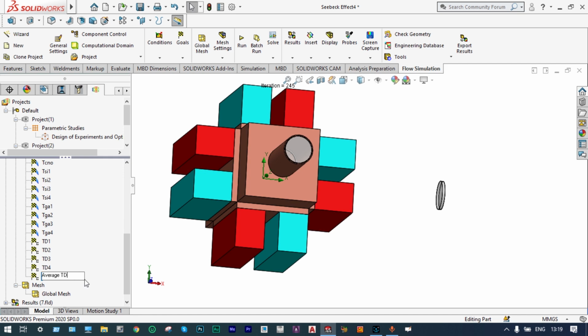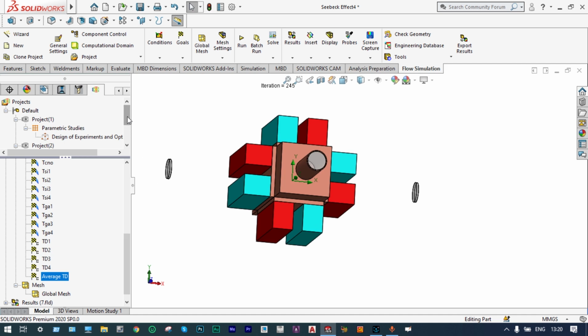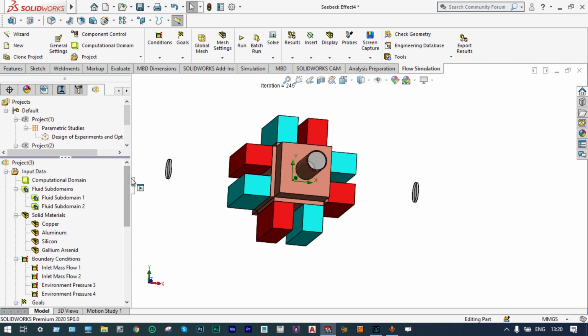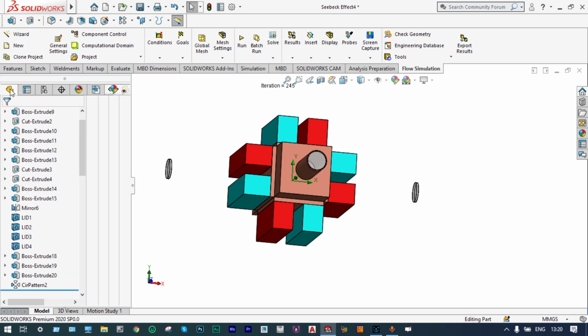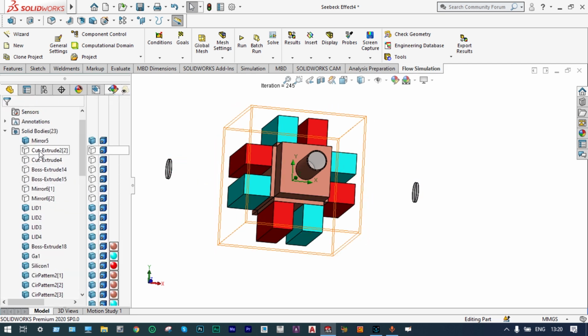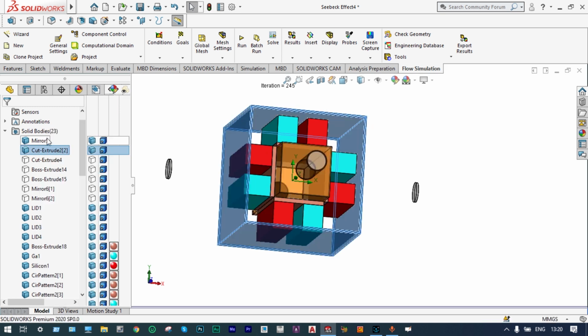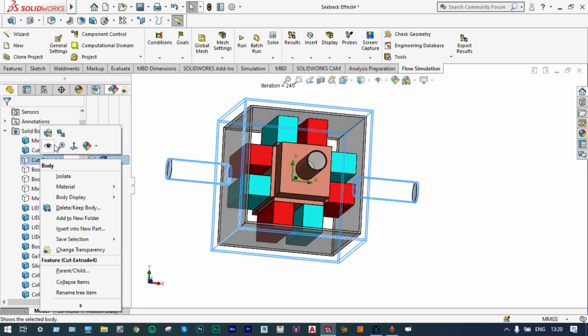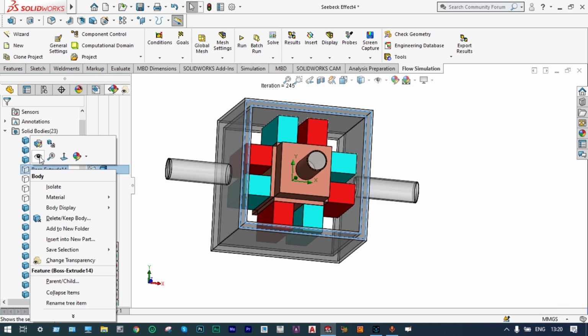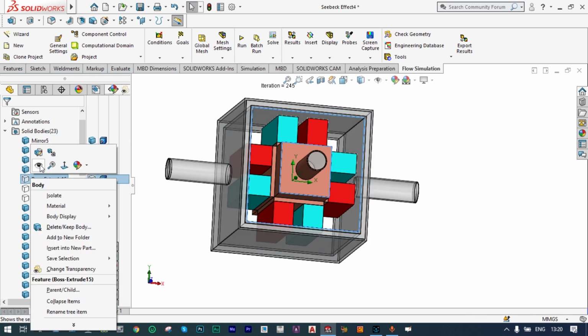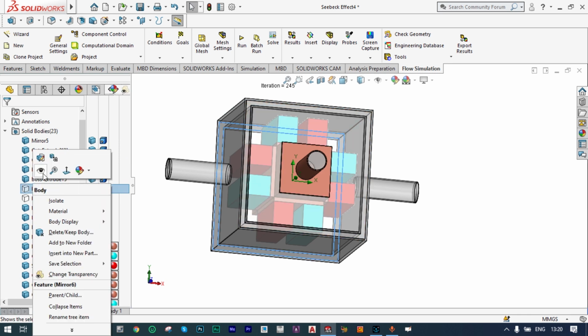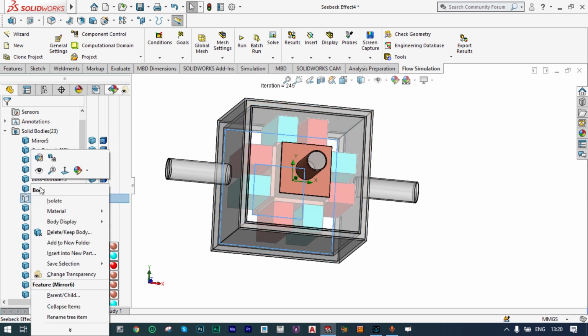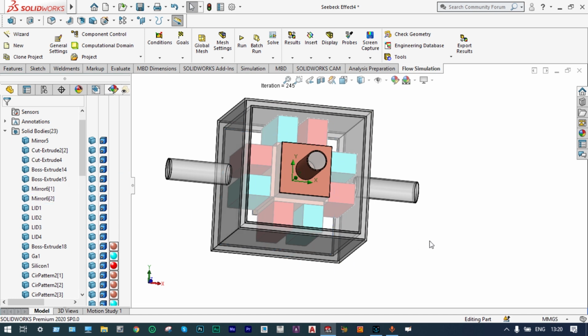So all the goals have been defined. Next we have to run this simulation. Before that we can have the complete model, because some parts of the model we have made hidden. We have to make all the parts completely visible, right? So we can go back to the geometry again. This is the geometry. From the geometry we'll make the different parts visible. Now all the parts are visible.